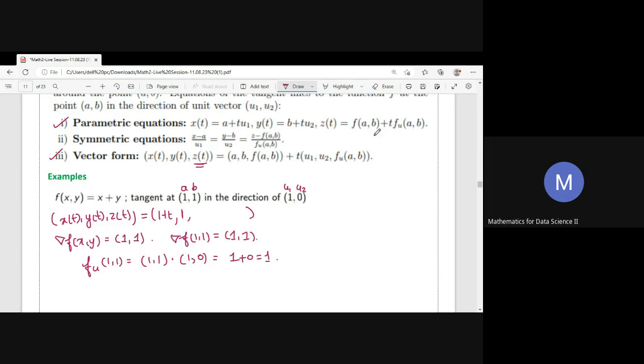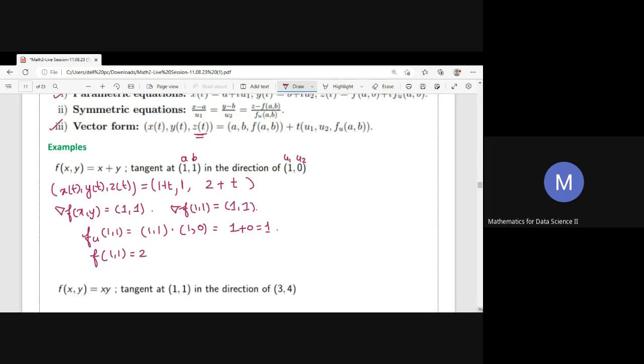Okay. So now what is f of a comma b? A comma b is 1 comma 1. What is f of 1 comma 1? 2. Right? So your z of t is f of a comma b plus t times f_u of a comma b. So 2 plus t. Is it fine? Do you all understand up to this?